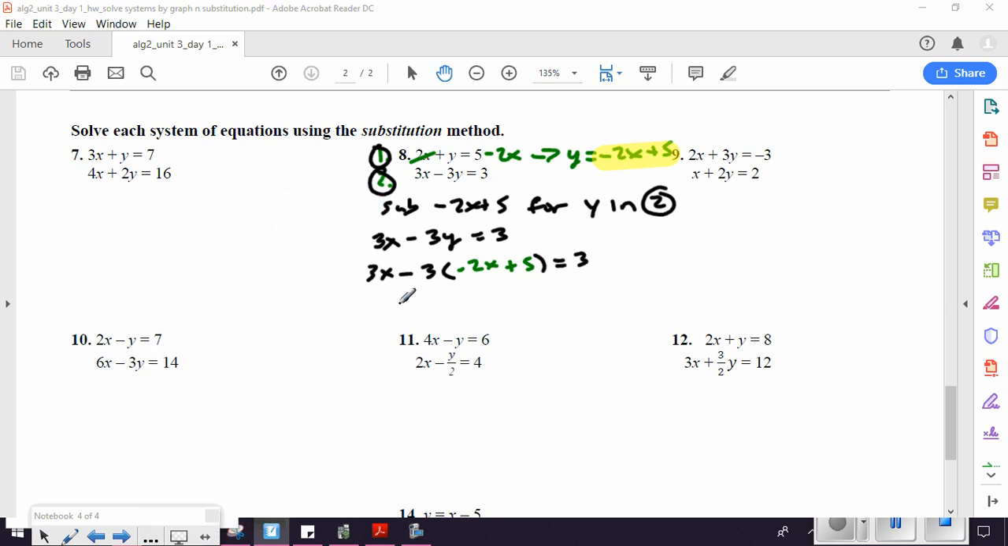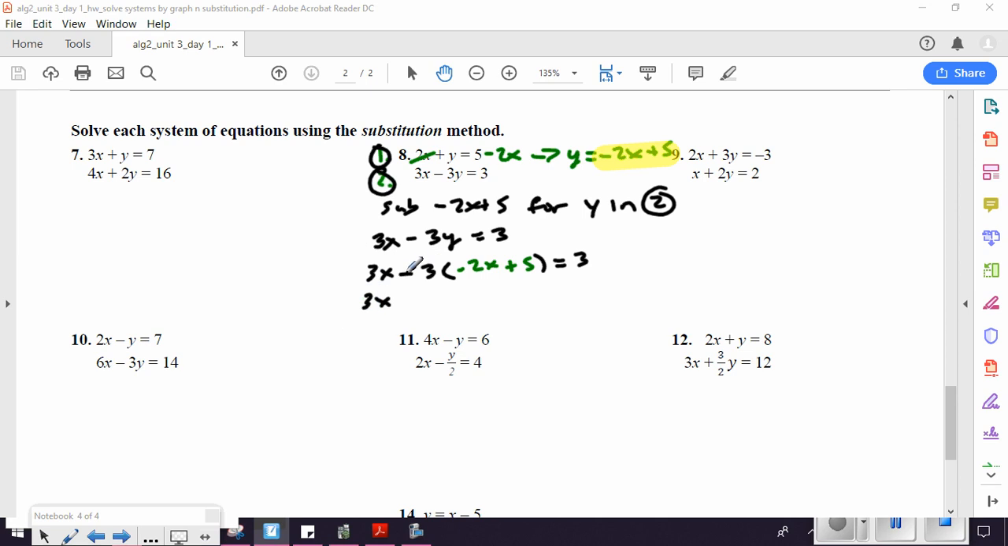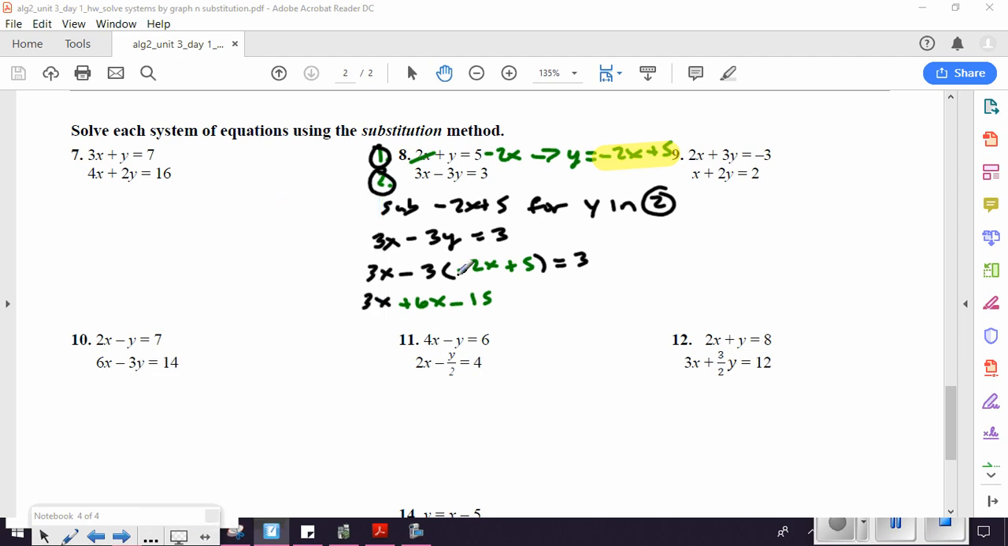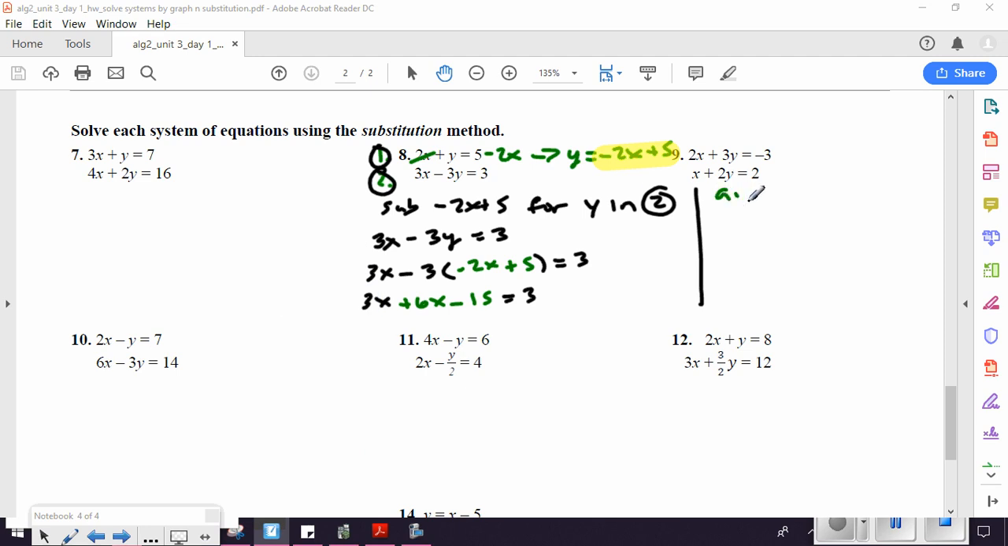Now I can solve for x. So distribute my 3. So bring down 3x. Negative 3 times negative 2 is a positive 6x. Negative 3 times a positive 5 is a negative 15. And it's equal to 3. Now I'm going to combine 3x and 6x. And I get 9x.